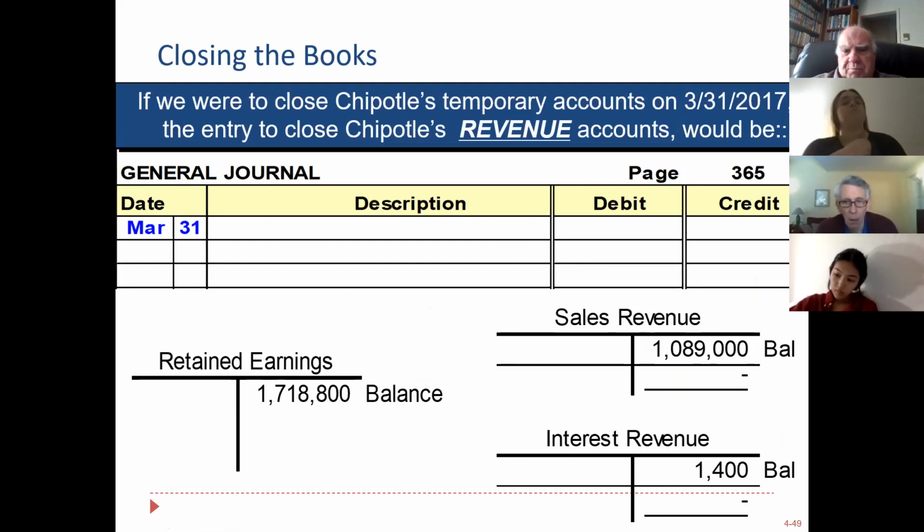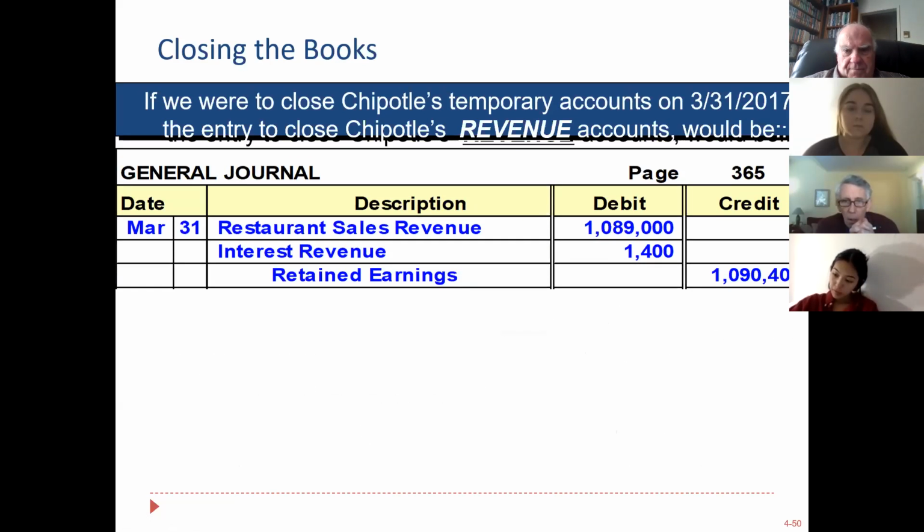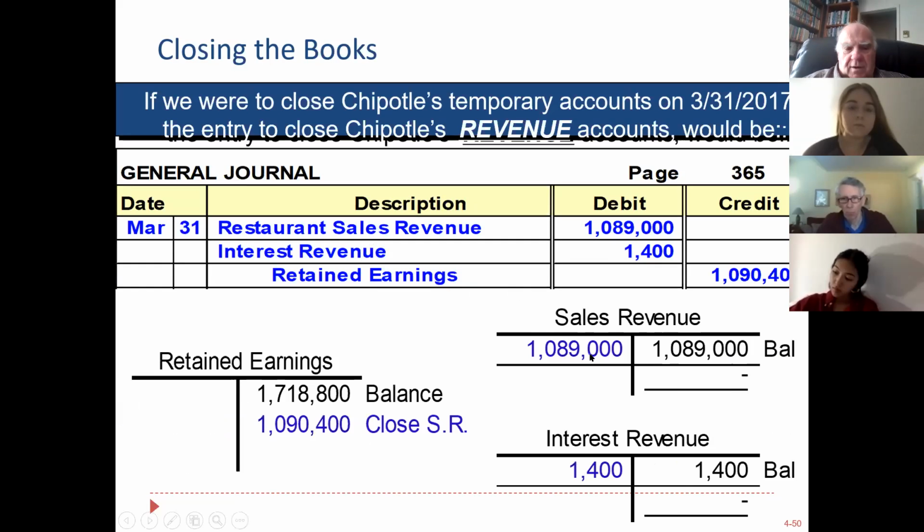Here we go. This is before we close. How are we going to get rid of this revenue? We are going to debit that. How are we going to get rid of this revenue here? Debit, and what are we going to credit? Retained earnings. Look at the journal entry. Closing. You debited all your sales and revenue accounts. You credited retained earnings, which is part of equity.